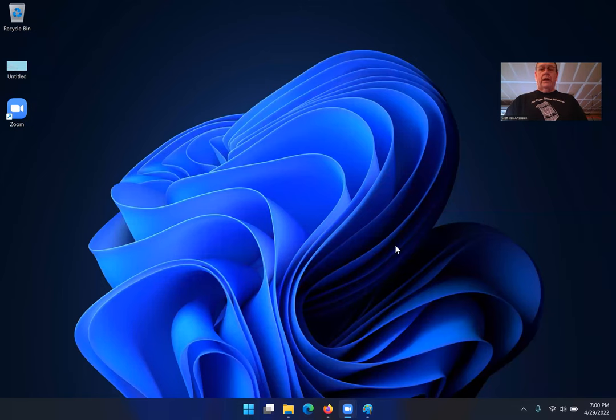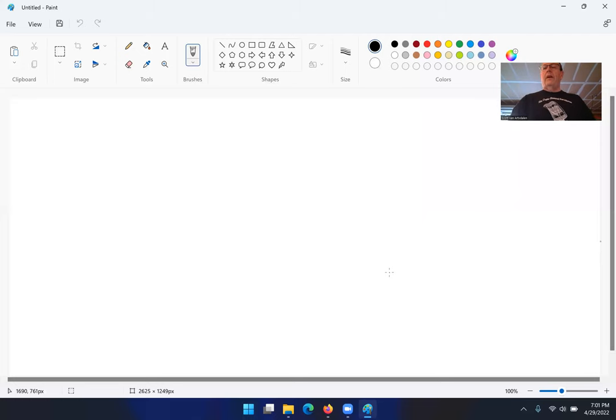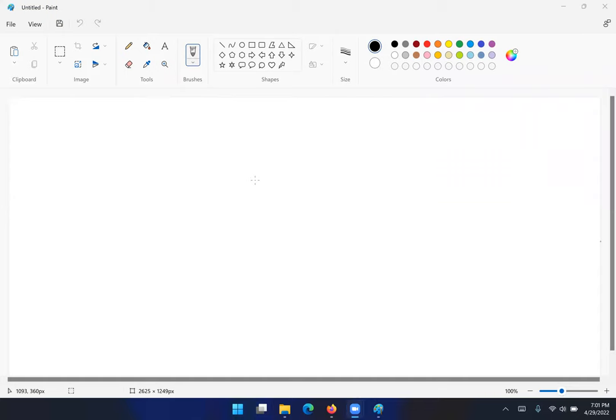I'm doing this on a Windows Surface, so I hope this all works out. I'm going to share my screen, the whole screen. All right, let's open up a little bit of Microsoft Paint. And I'm going to turn off my video for just a second and just let you look at the screen, because I'm going to be flipping this thing around and I don't want you guys to get motion sick.